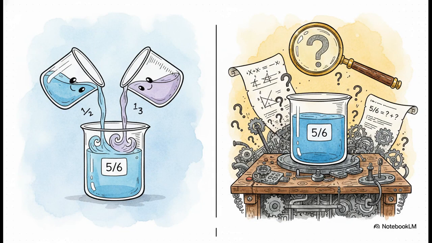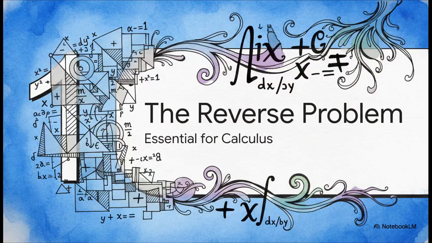Think about it like this. You know how to add 1/2 and 1/3 to get 5/6, right? That's the easy part. But what if I gave you 5/6 and asked you, what two fractions did I add together to get this? That's the challenge. And that's exactly what partial fraction decomposition is. It's the art of unadding a fraction to find its original, simple ingredients. And that brings us to our first big idea, looking at this as a reverse problem.